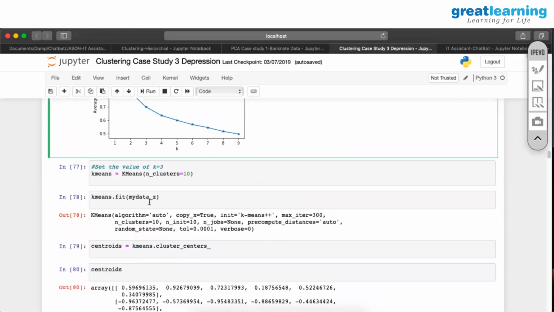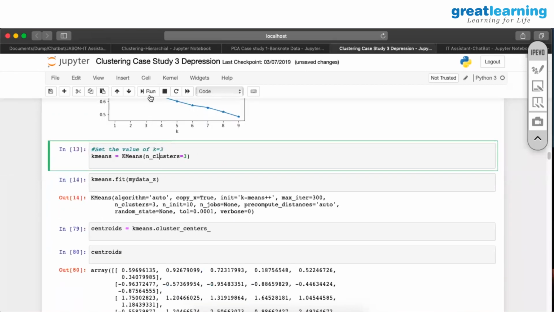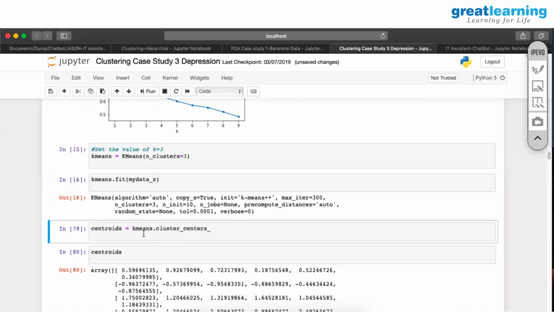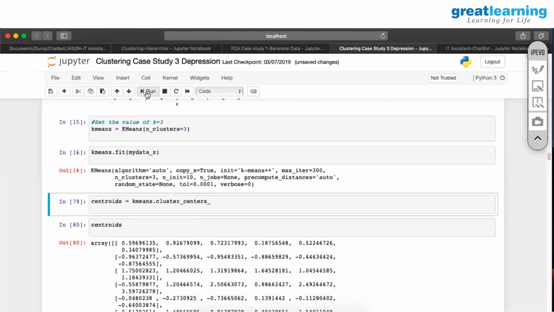Okay. Next, once you have decided how many clusters you want, let us say I have decided I want k is equal to 3. In that case, I will say, okay, here I put 10. Just for show purpose, I think I have done it. There should be 3 here. So now my k is equal to 3. Now I'm fitting my data. Centroids. Okay, 1 minute. Yeah.